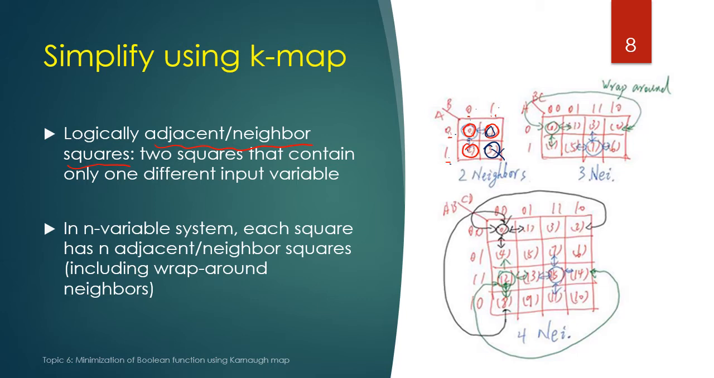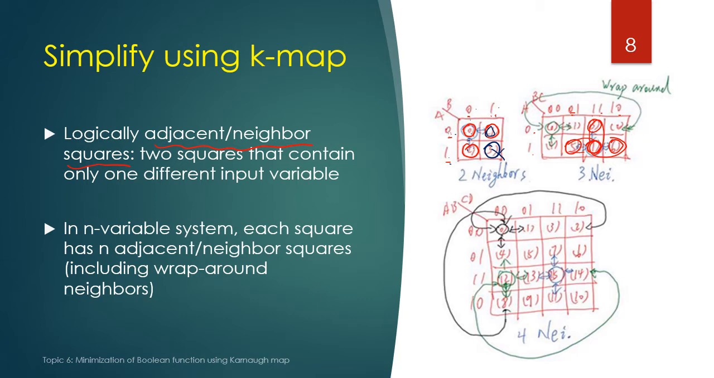Now in a three-variable system, let's pick an easy one, say square 7. We can find 3 neighbors for it: square 3, square 6, and square 5. Again, if you check any of them, you will find they have only 1 bit difference. Like 7 and 5, this bit is different. 7 and 3, this bit is different. 7 and 6, this bit is different. They only have 1 bit that is different. That's why they can be called adjacent.